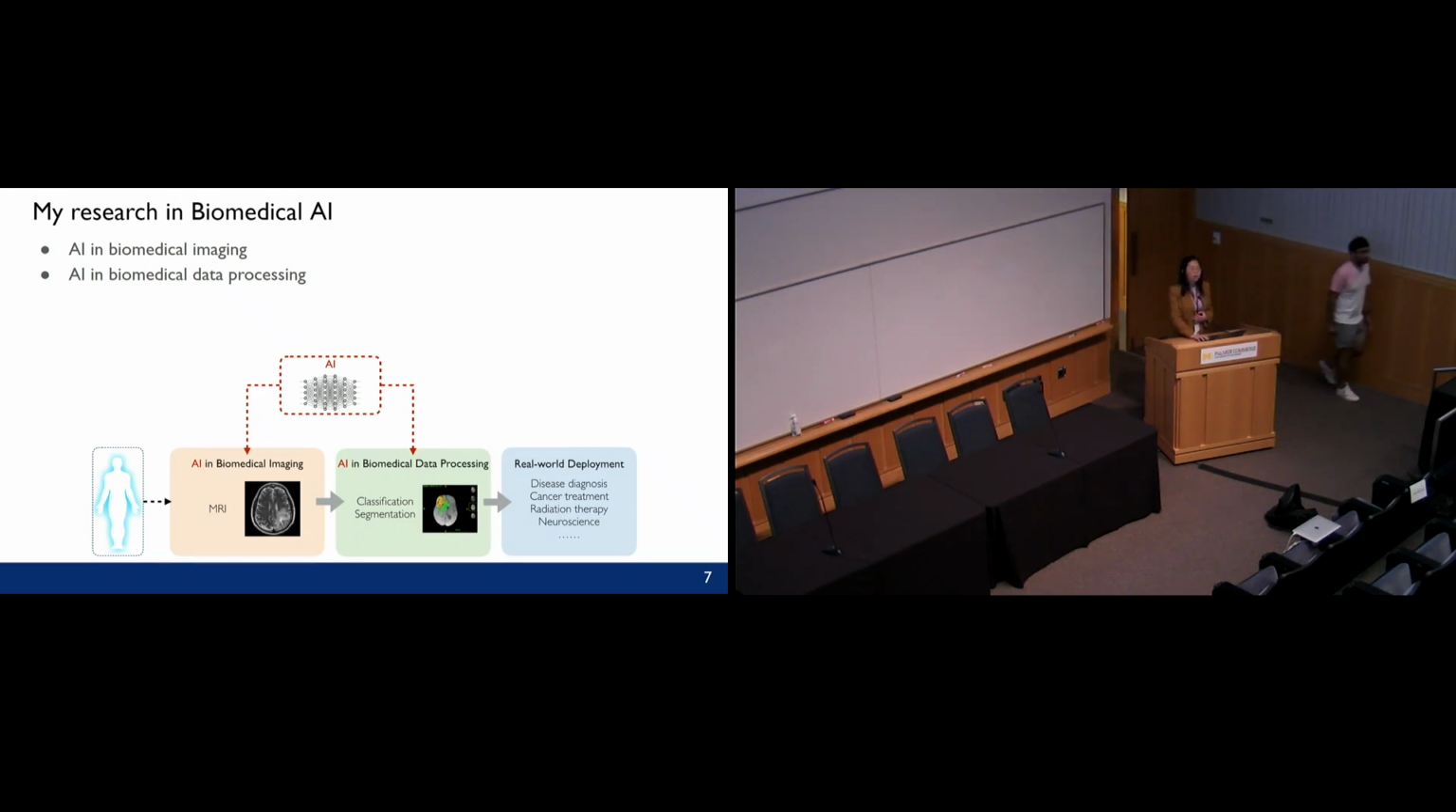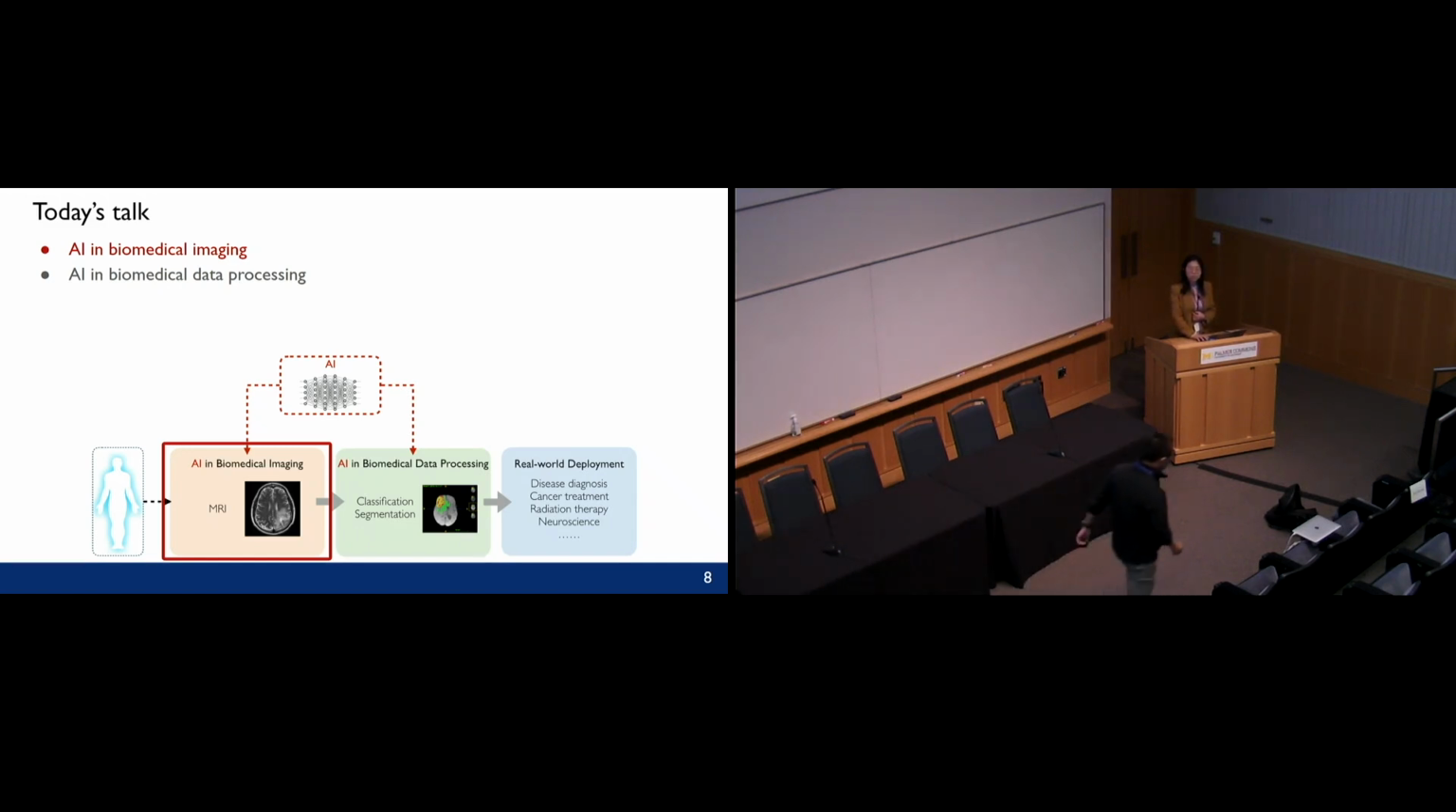This includes how we can use AI to help with medical imaging, which means how we can get image information from the human body to illustrate internal structures. It can also be helpful for leveraging advanced AI techniques for solving biomedical data understanding problems, in disease diagnosis or segmentation or other processing. So for this talk, I will mainly focus on AI for biomedical imaging, and also show you how generative AI specifically can be helpful for this task.